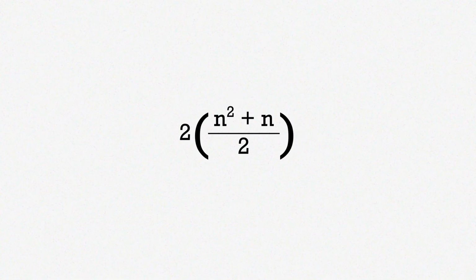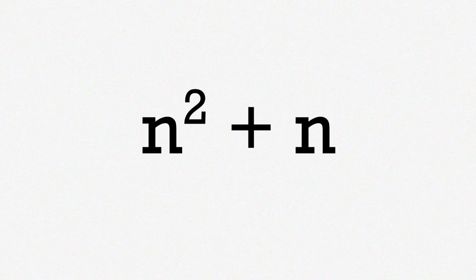The even case is pretty straightforward. If we express the largest element of our sum as 2n, then simply factoring a 2 from each term in the sum returns the original sum formula, which we can simplify to n squared plus n.